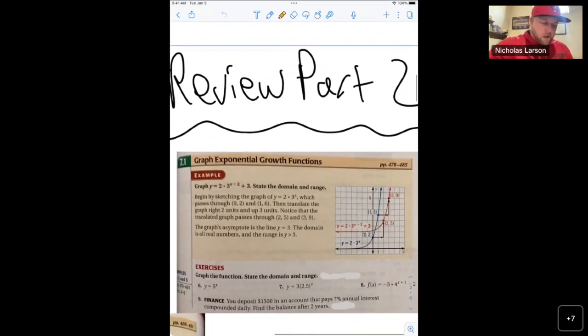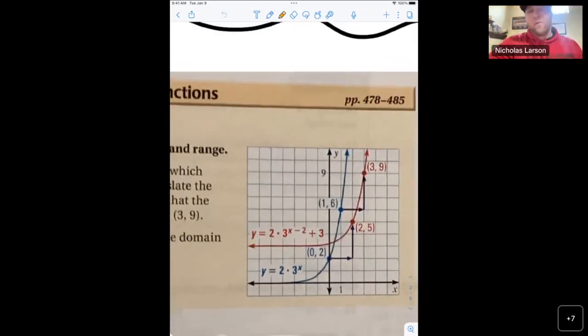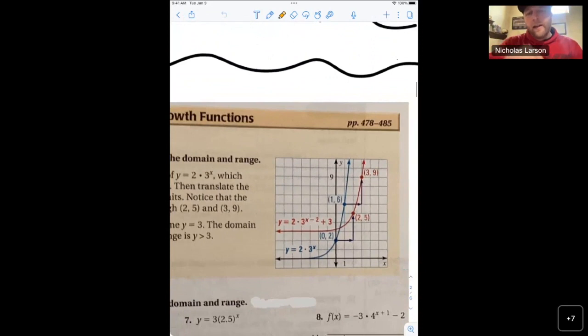Graphing exponential growth functions. Okay, again, I do ask you to graph. Here are common mistakes I keep seeing. People are not drawing the X and Y axis. People are not labeling their units. People are not marking points, and people are not writing asymptotes. Okay, you've got to include that stuff if you want full credit.